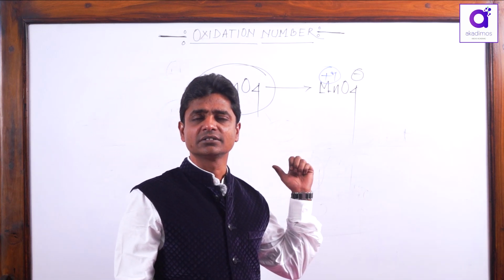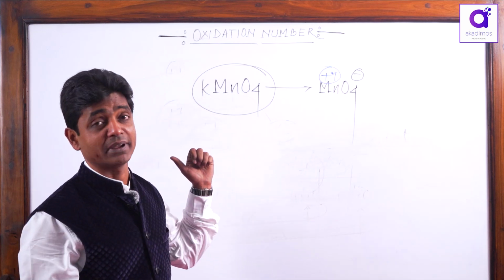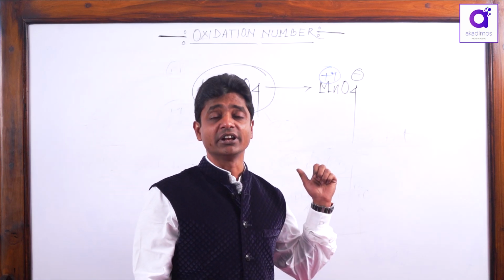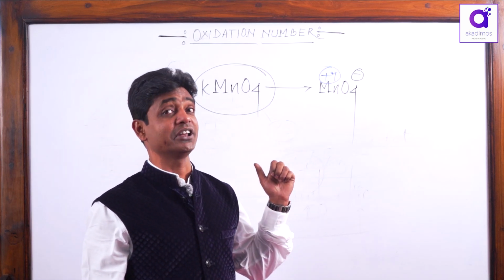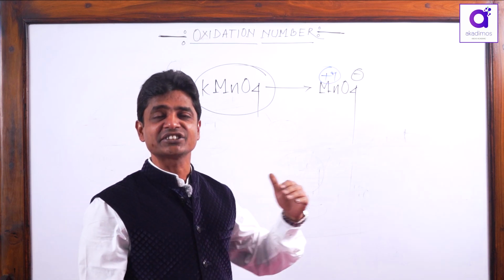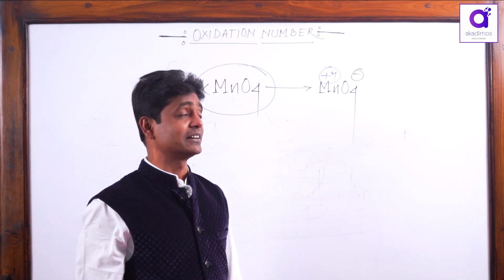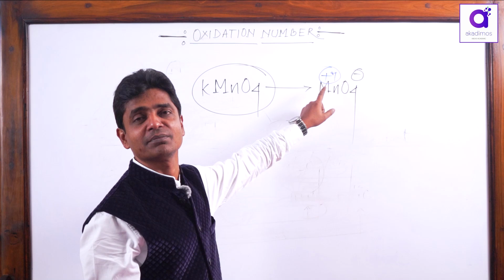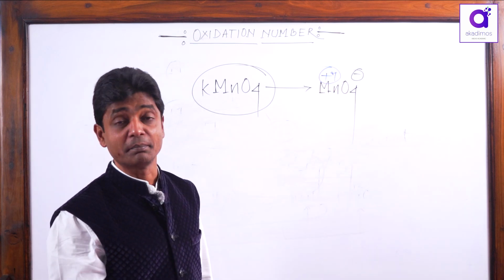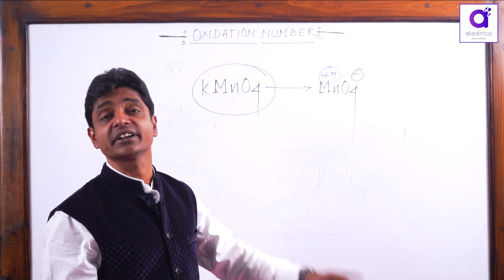Go back to the electronic configuration of manganese. What you will get is Argon 3d5 4s2. The maximum is seven valence electrons. This is the maximum oxidation state of manganese, +7.